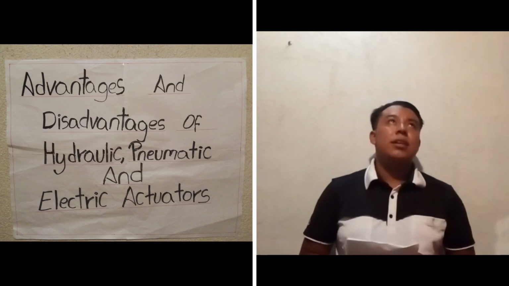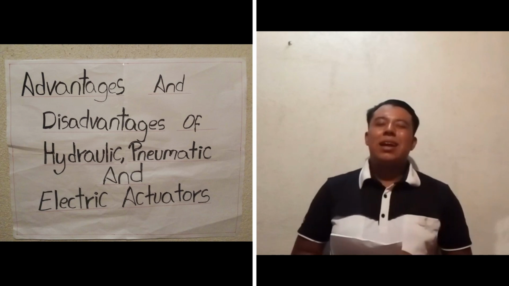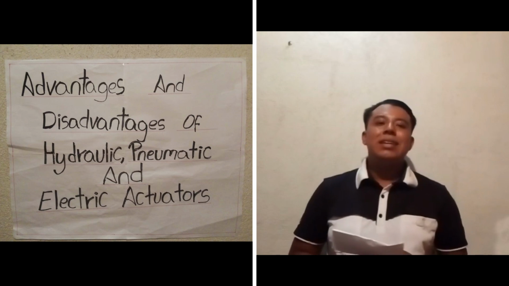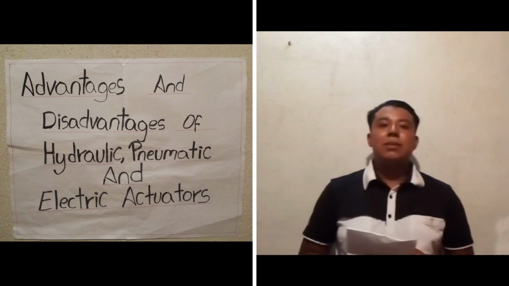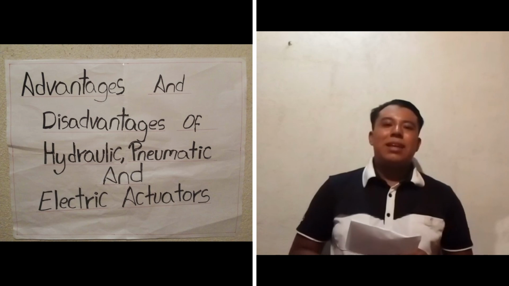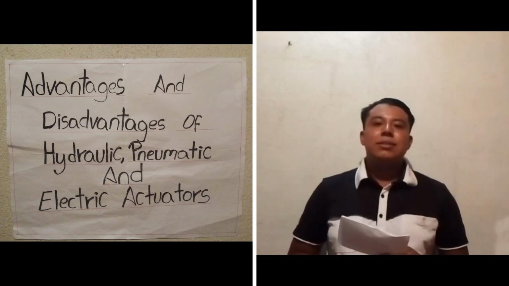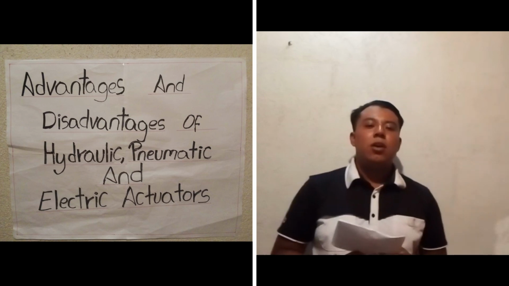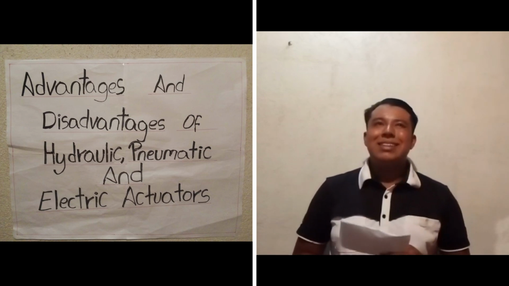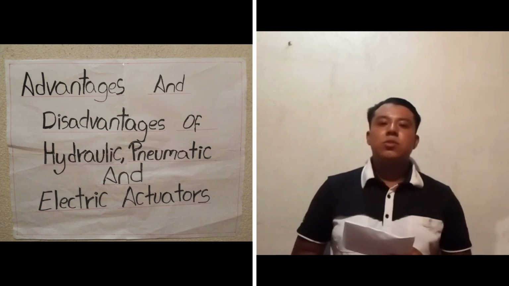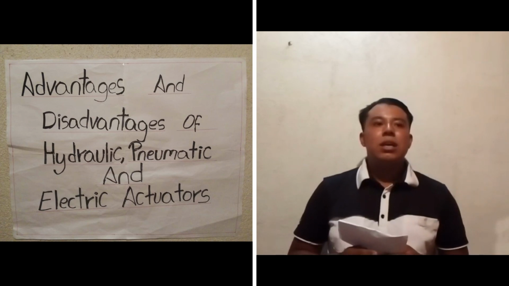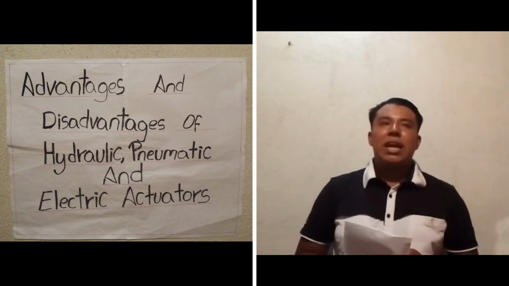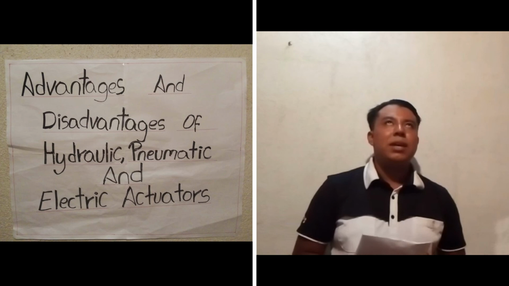Advantages of electric actuators: electric actuators provide the most accurate control and positioning, expandable for any purpose or requirement. Disadvantages of electric actuators: the initial cost is more expensive than pneumatic and hydraulic actuators. Electric motors can be big.